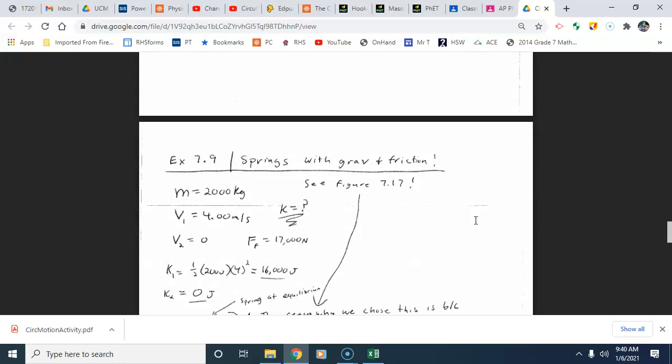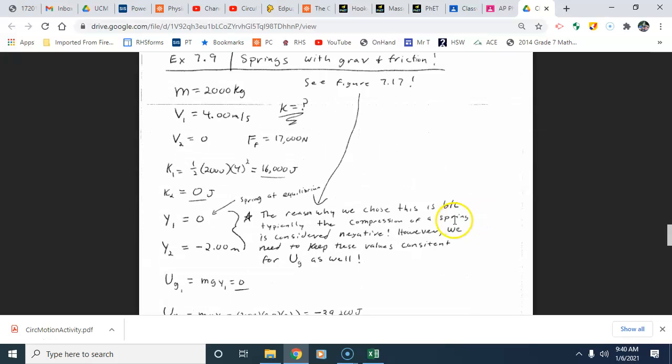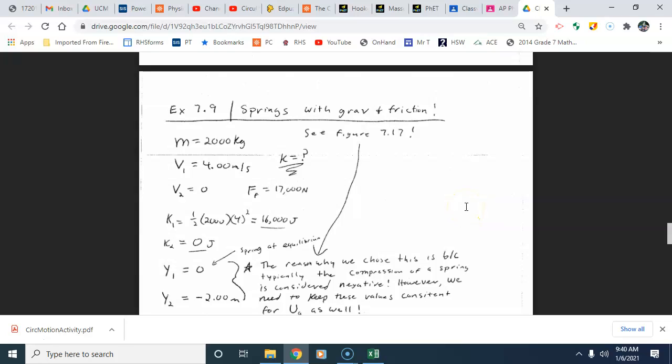During the motion, a safety clamp applies a constant 17,000 newton frictional force to the elevator. What is the necessary force constant k for the spring? Overall, this is really a real world engineering situation when you think about it. There are multiple safety features for elevators.